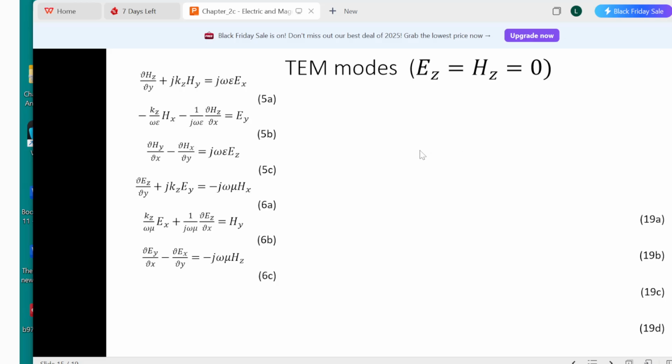So let's try. We bring up the whole set of equation 5 and equation 6 here, and we substitute H of z equal to 0 and E of z equal to 0, and see what we can get.